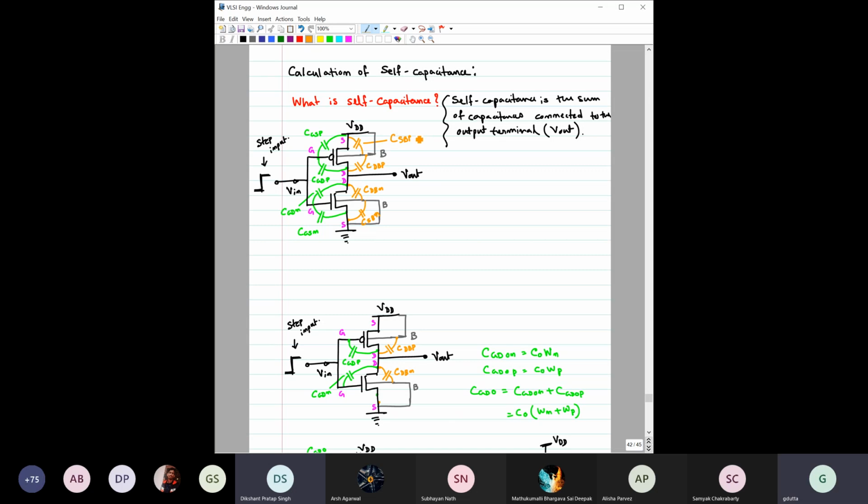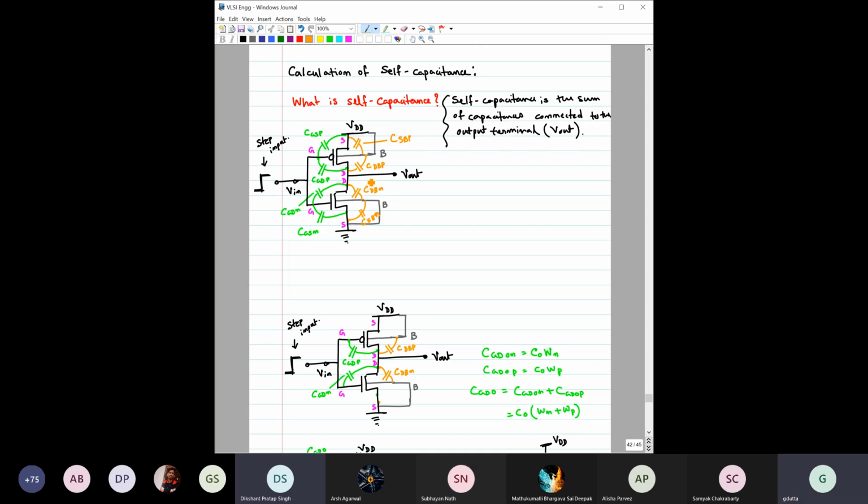Anyone, but quickly. Let's see who can answer this. Shubhayan: CSDP plus CDBP plus CDB. Shubhayan, your voice is not very clear. Could you please repeat? Shubhayan: Well, sir, I think here CDBP and CSDP are in series. On the other side, CDBN and CSBN are in series, and these two series combinations are in parallel.